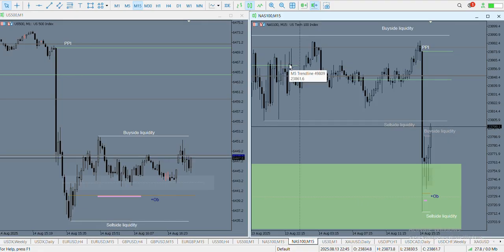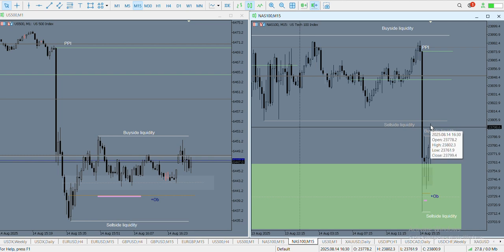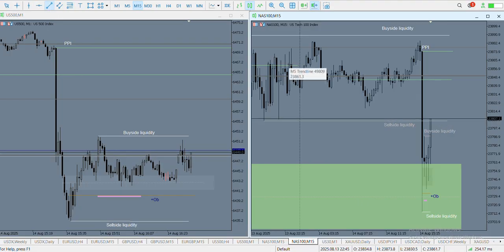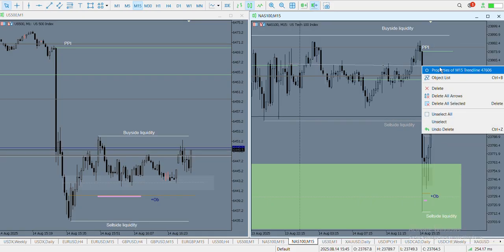So yesterday we closed right here, 23,861. Today we've opened up on a discount at 23,778. So 778, 861. That's close to 100 points worth of an opening range gap. So we're going to annotate that right now.